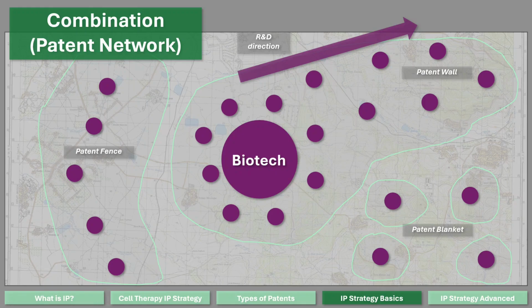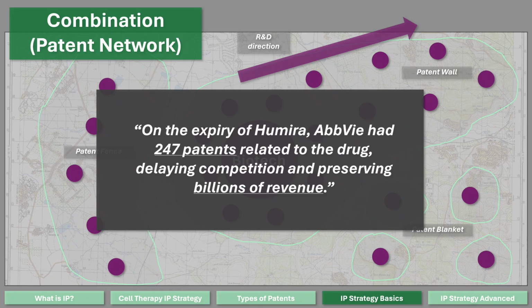Although not a cell therapy, AbbVie's blockbuster drug, Humira, is the perfect example of patent strategy. By the time the drug's primary patent had expired, AbbVie had already filed 247 patents related to the drug. Their patent strategy has delayed the entry of competitors for years, preserving billions of dollars of revenue.